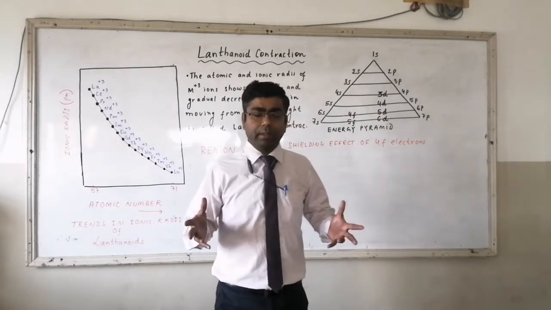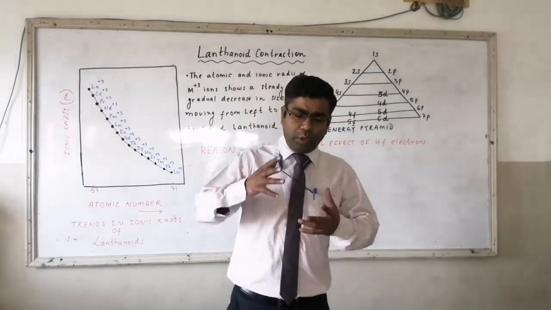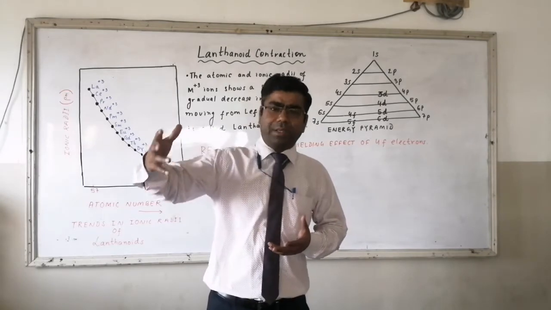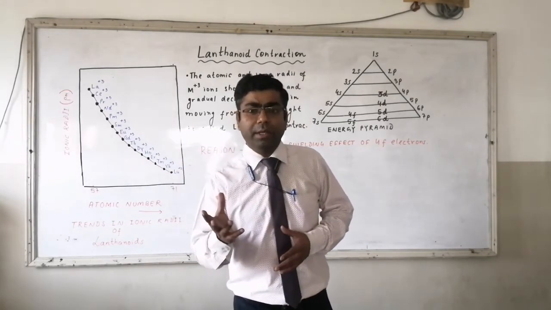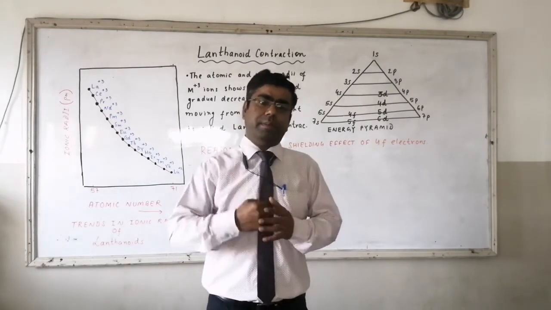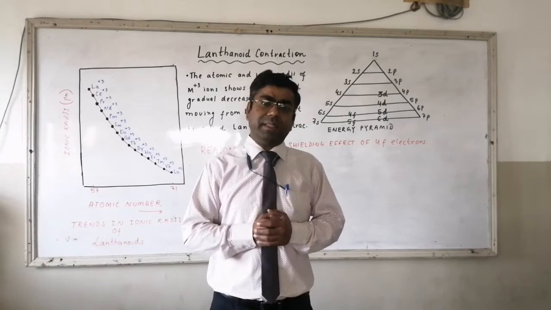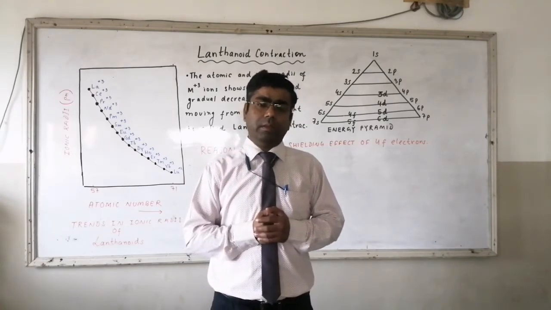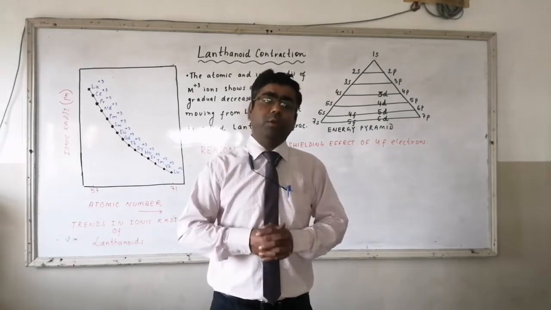So what will happen? When the force of attraction due to nuclear charge increases over the valence shell electron, the valence shell undergoes contraction. This contraction is steady and gradual. And this is called lanthanoid contraction.